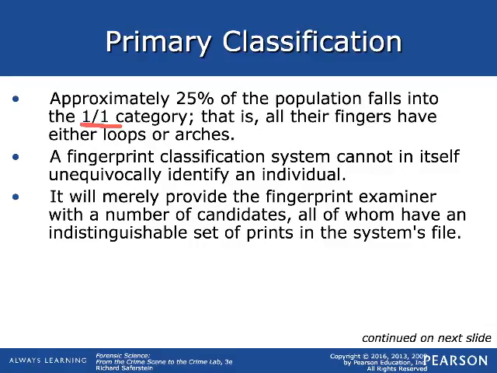Okay, a fingerprint classification system cannot identify the person unequivocally. So you can't just use these numbers to identify them. Somebody has to look at the fingerprints and they have to match them up and match up all the minutia.